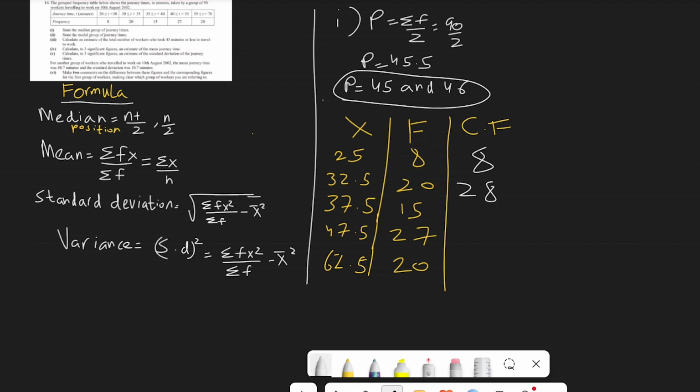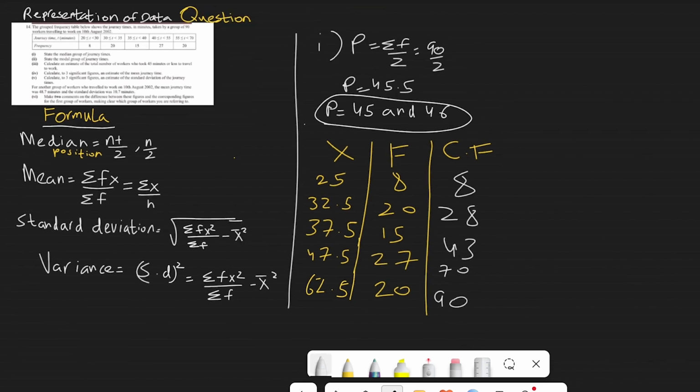Okay, 15 plus 28 would be 43, and then 27 plus 43 would be 70, and then 70 plus 20 would be 90, as the total is 90. Okay, so now we will see for the 45th and 46th position.